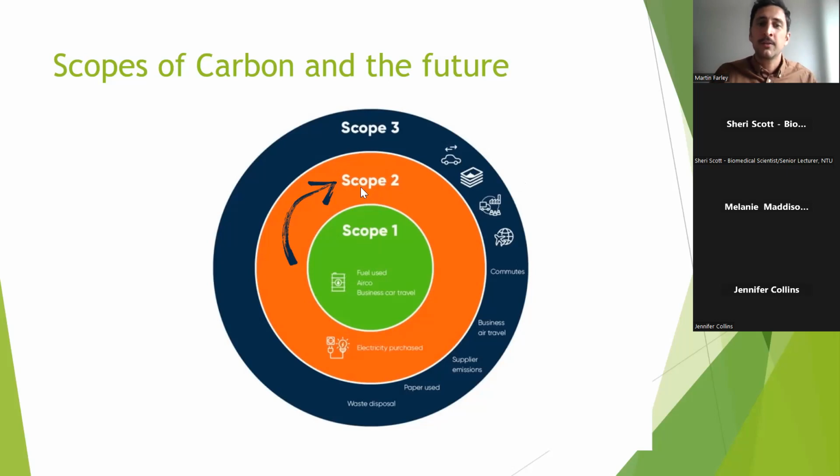Now, scopes 1 and 2 are essentially our energy consumption. Scope 1 is our gas, scope 2 is our electricity. And this isn't just unique to our labs or clinical environments or the NHS, but the majority of our emissions come from scope 3. Yet the majority of our targets, when we talk about net zero, focus on scopes 1 and 2.